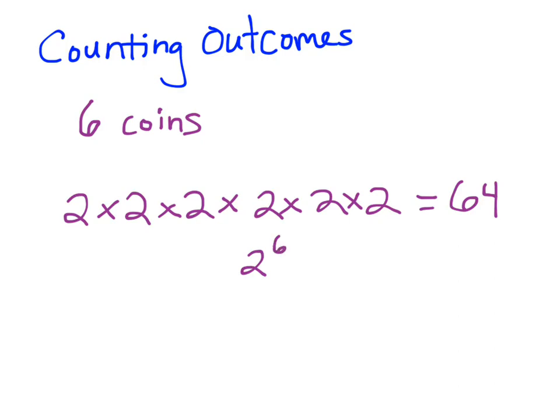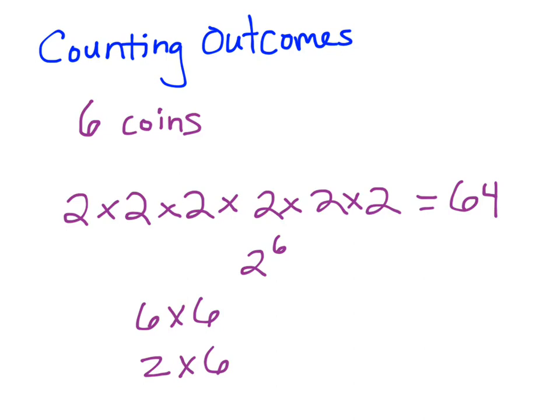Sometimes people get confused as to whether this is 2 times itself 6 times, or is it 6 times 6, or is it 2 times 6? I've seen all of those answers. So you want to keep in mind that each thing you're multiplying represents a different process.